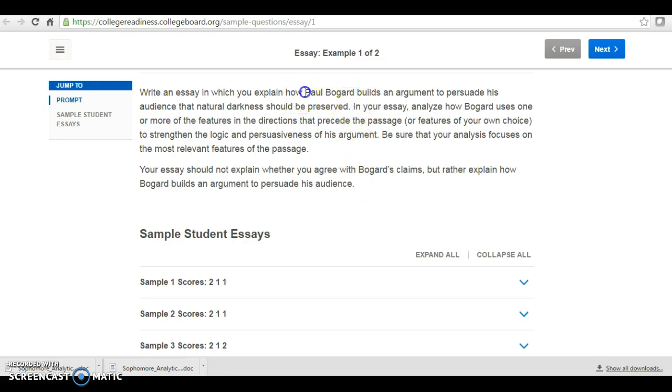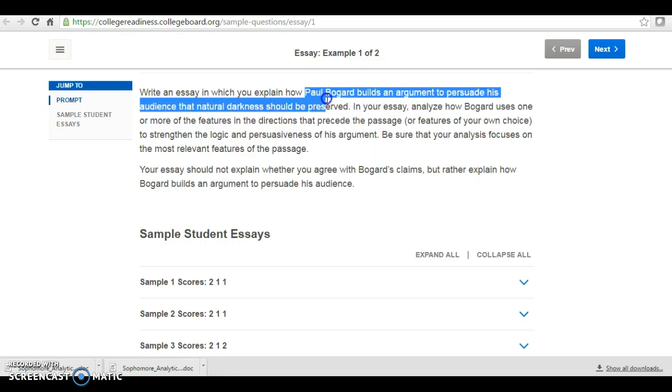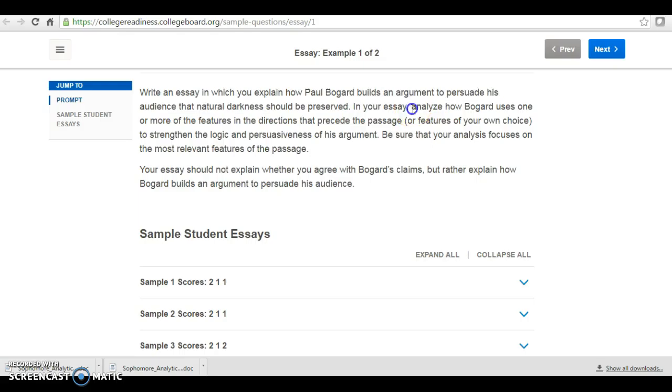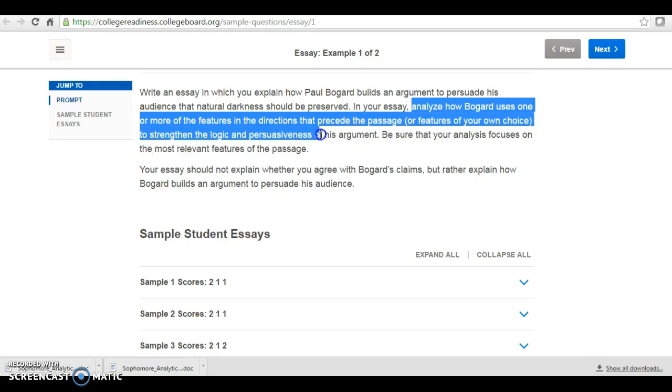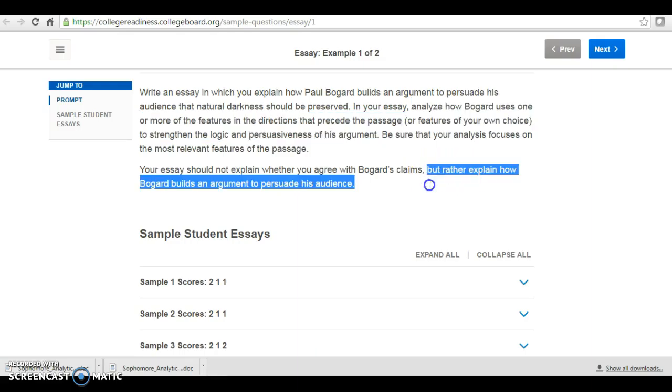where they were asking you to analyze how Bogard builds an argument to persuade his audience, to analyze how he uses his methods to strengthen the logic and persuasiveness of his argument. Okay, again, you are explaining how Bogard builds his argument. So this is important to think about.